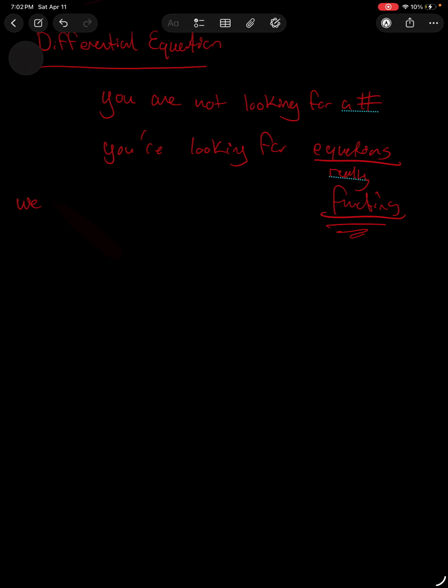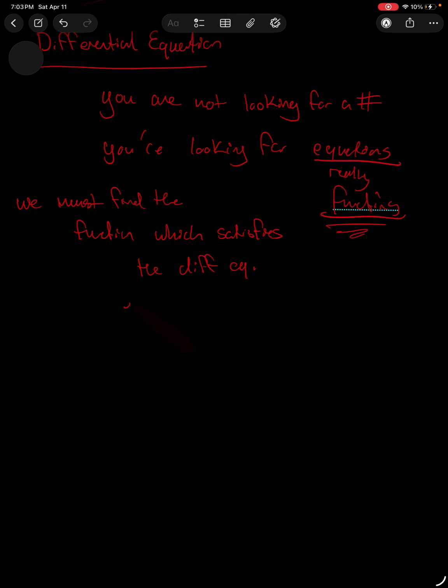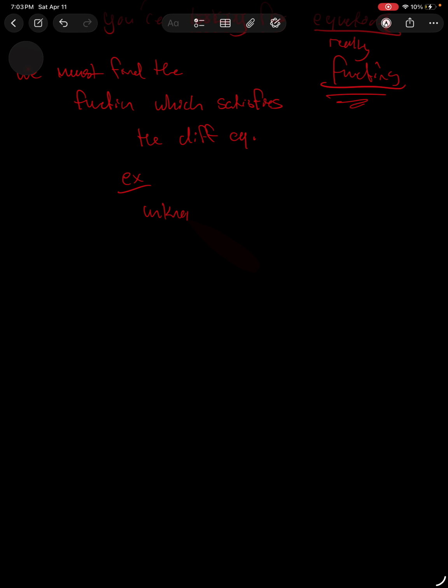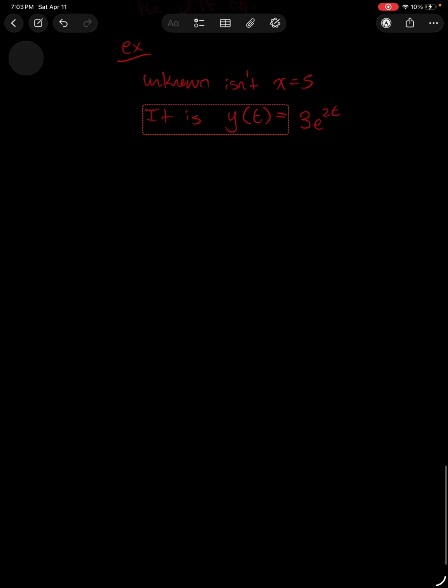In other words, we must find the function which satisfies the differential equation. Example. Here, your unknown wouldn't be 5. It's going to be a function. Y of t equals 3e to the 2t, for instance. That's a function of t.